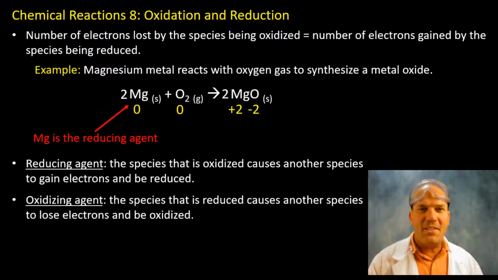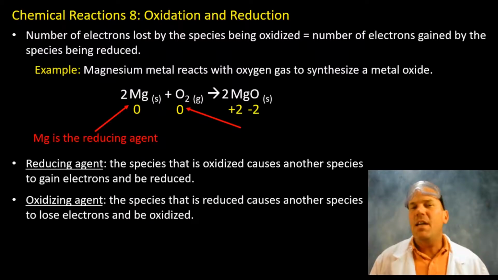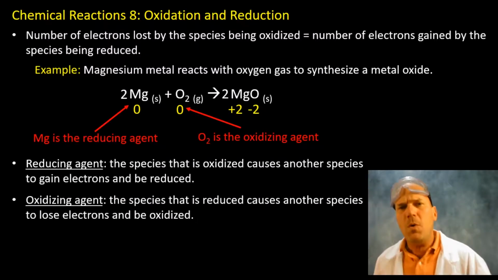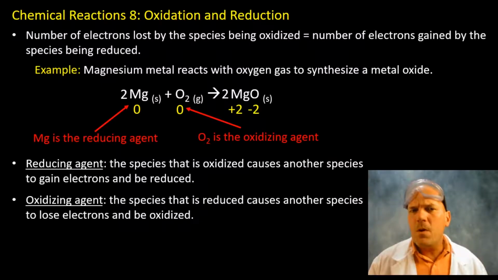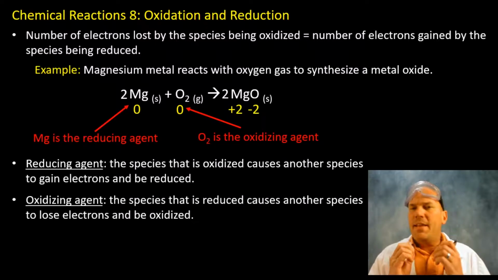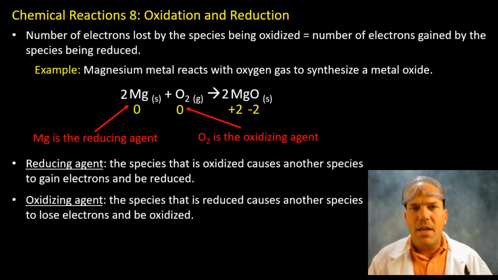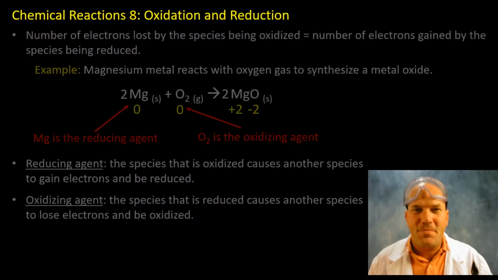We can see the oxidation state becomes more positive, or increases, going from 0 to +2. Along that same logic, oxygen is going from a 0 and becoming more negative. It's decreasing to a -2. Therefore, the oxygen gas is the oxidizing agent in this case, and it is causing another species to be oxidized. And that species being oxidized is the magnesium.